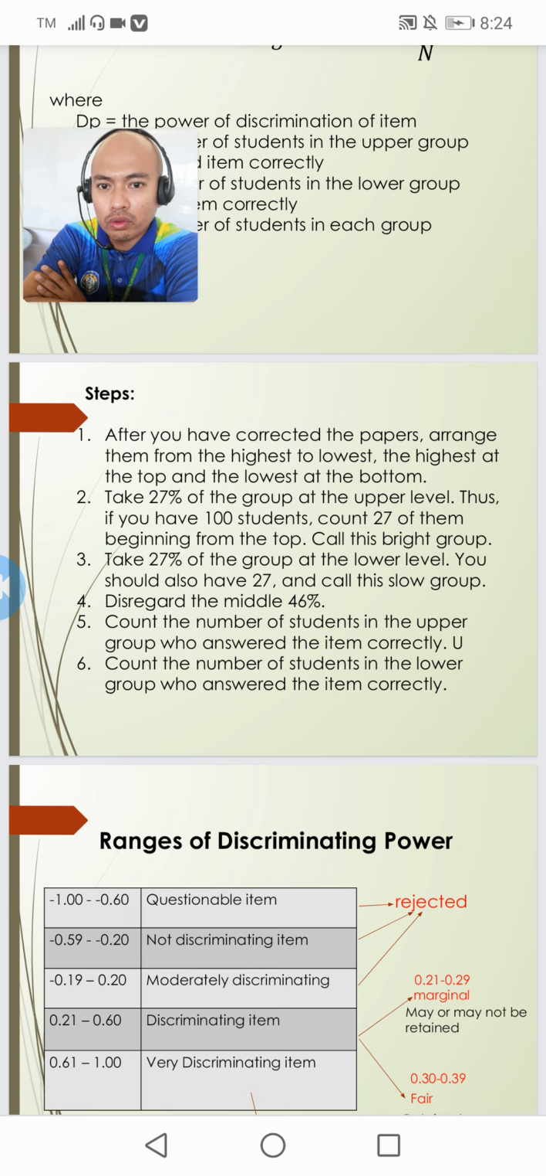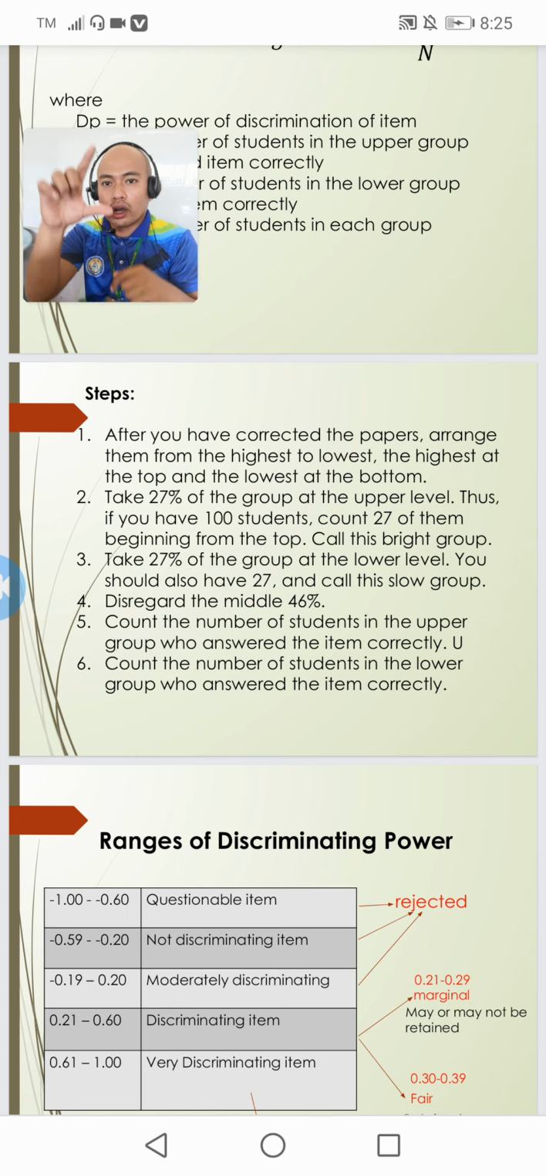Then afterwards, we will count the number of students in the upper group who answered the item correctly. So, among these 27 in the upper group, ilan ngayon yung nakakuha ng item na yan, which you are trying to analyze in terms of its discriminating power. Ganon din dito sa baba. Ilan ngayon dito sa 27 na ito who are part of the slow group or lower group na ang nakakuha doon sa item na yon na ina-analyze ninyo.